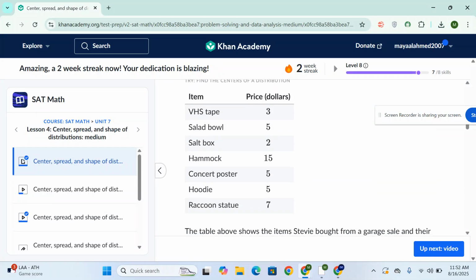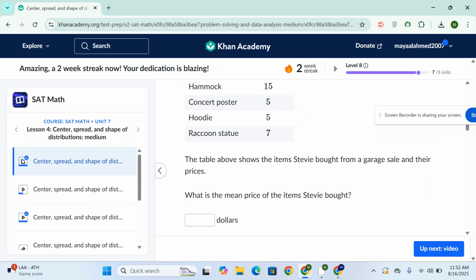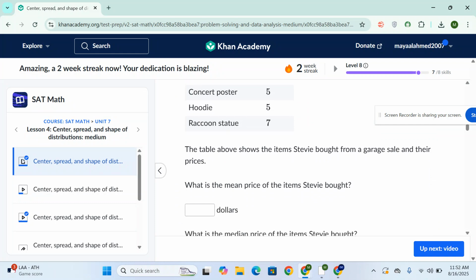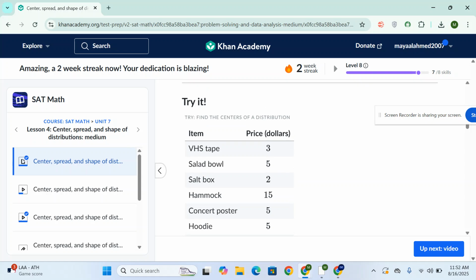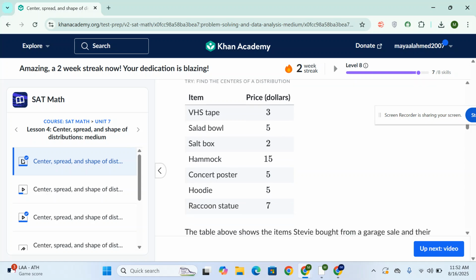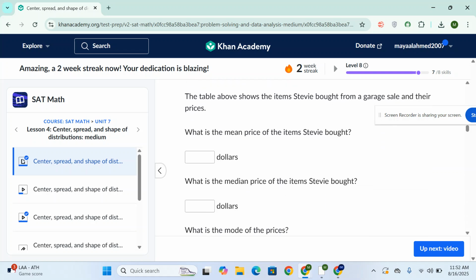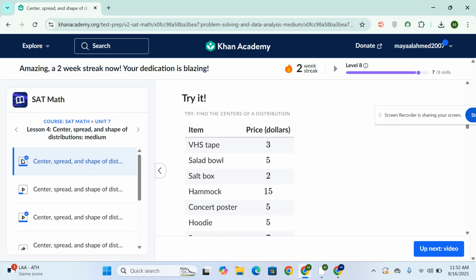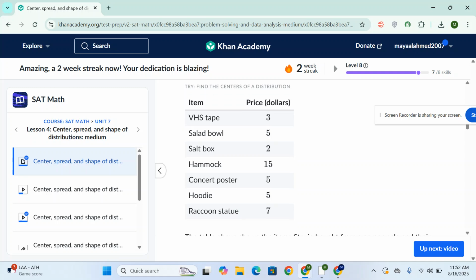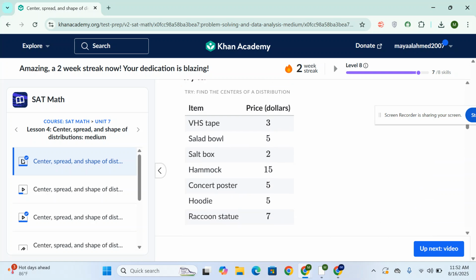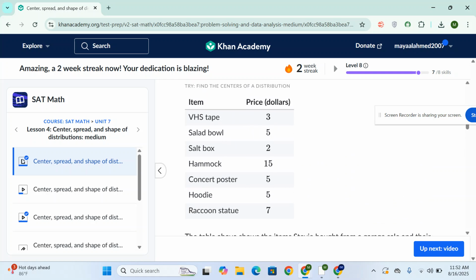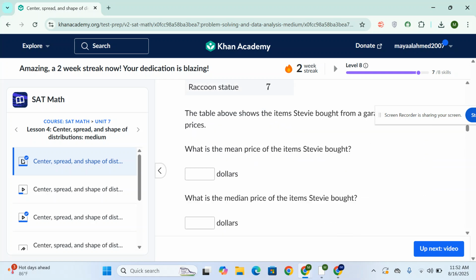Now, over here, they're asking what is the mean price of the items Stevie bought in dollars. So you have items, you have their prices, and you're supposed to calculate their mean. So you're going to simply add all of these together. So 3 plus 5 plus 2 plus 15 plus 5 plus 5 plus 7. And you're going to divide that by the number of items that there are. So we have 1, 2, 3, 4, 5, 6, 7 items, and you add everything together, divide that by 7, and you get your mean.